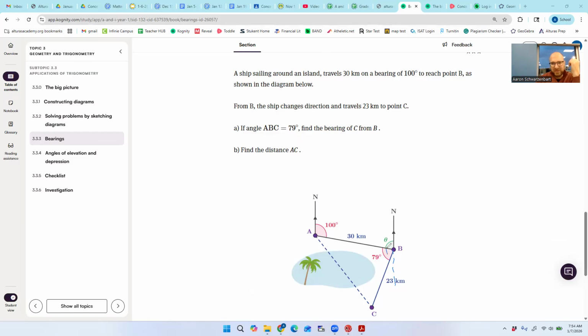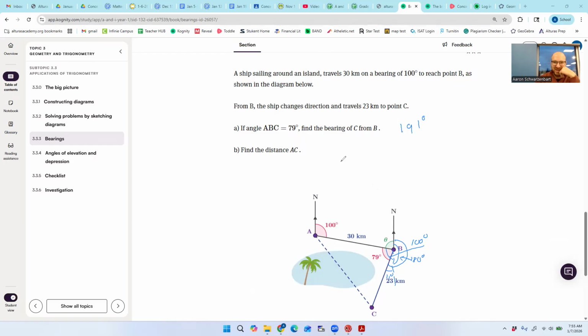So again, I can use my alternate interior angles trick. This is 100, which means the bearing is going to be 180 plus this little angle in here. This part is 180. This little angle in here is 100 minus 79, so 11. So that's a bearing of 191.